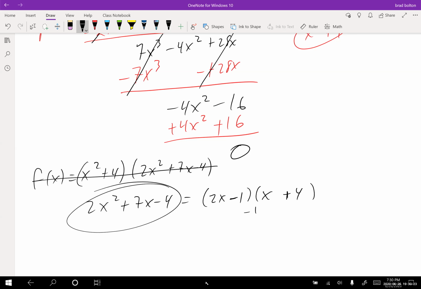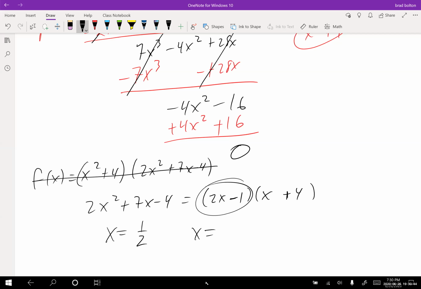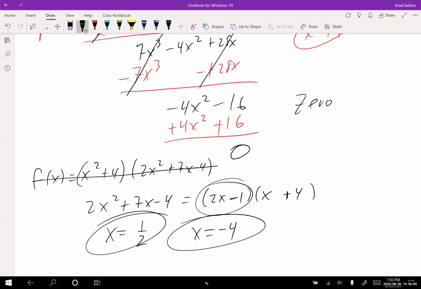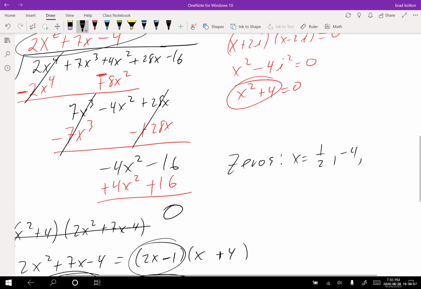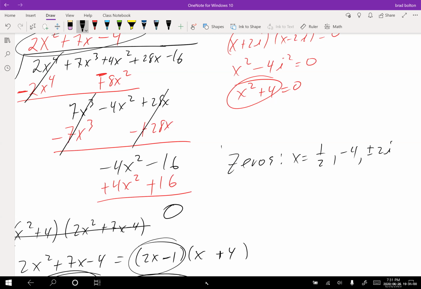So this is negative x plus 8x. If I do this one and this one and this one and this one, that gives me 7x, and that's my middle term. So this is going to be the factors of it. I'm pretty sure I'm right here. So what we're going to do is we're going to say then that x equals 1/2, right? I solved this one for 0, and then x equals negative 4. So I found this 0, I found this 0. So let me say my zeros are x equals 1/2, negative 4, and then what? Plus or minus 2i. And this would be my zeros.